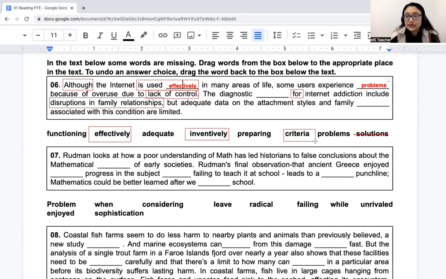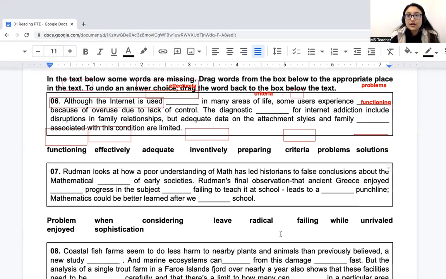So the right answer is criteria. The diagnostic criteria for. How do you diagnose somebody that they have internet addiction? You will see that there is disruptions in family relationships. So the diagnostic criteria, but adequate data on the attachment styles and family functioning are limited. The diagnostic criteria and family functioning. All right. So effectively, problems, criteria, and functioning.